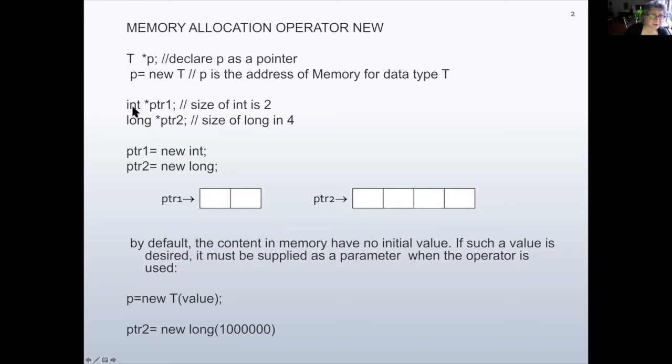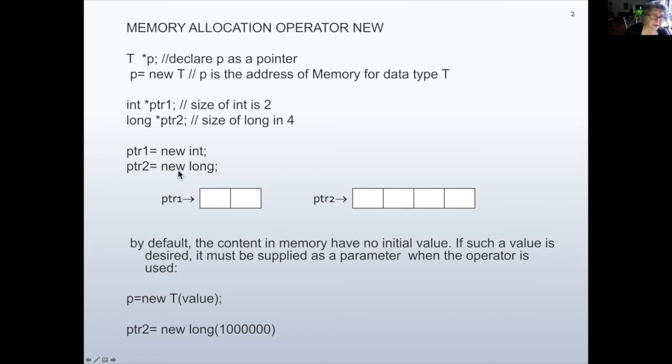Consider these examples. We have ptr1, which is a pointer to an integer. Size of int is 2, assume that. And ptr2 is a pointer to long integer. Size of long is 4. Here we have the new operation, new int, and the address is loaded to ptr1. So 2 bytes of memory are reserved for this object, and the address is loaded to ptr1. So ptr1 is the pointer pointing to this object which has no name.